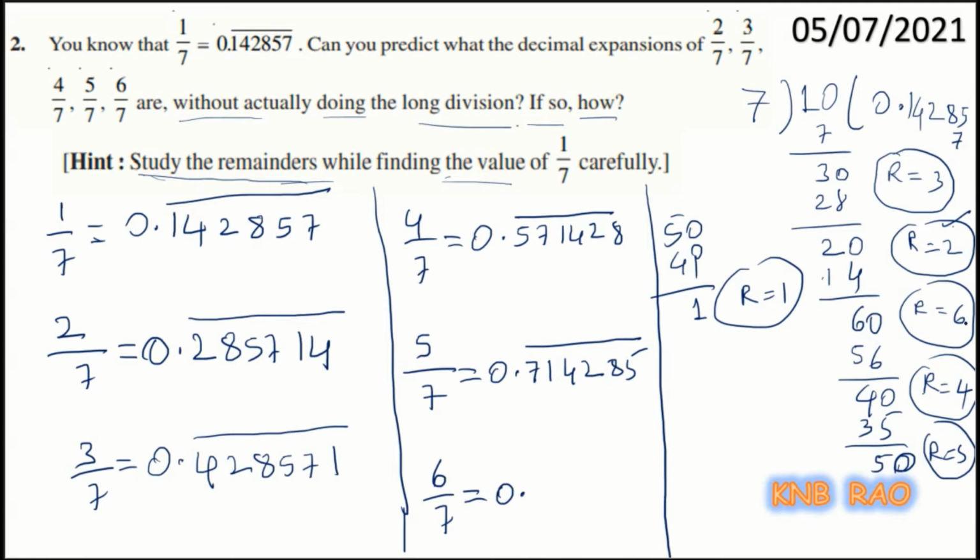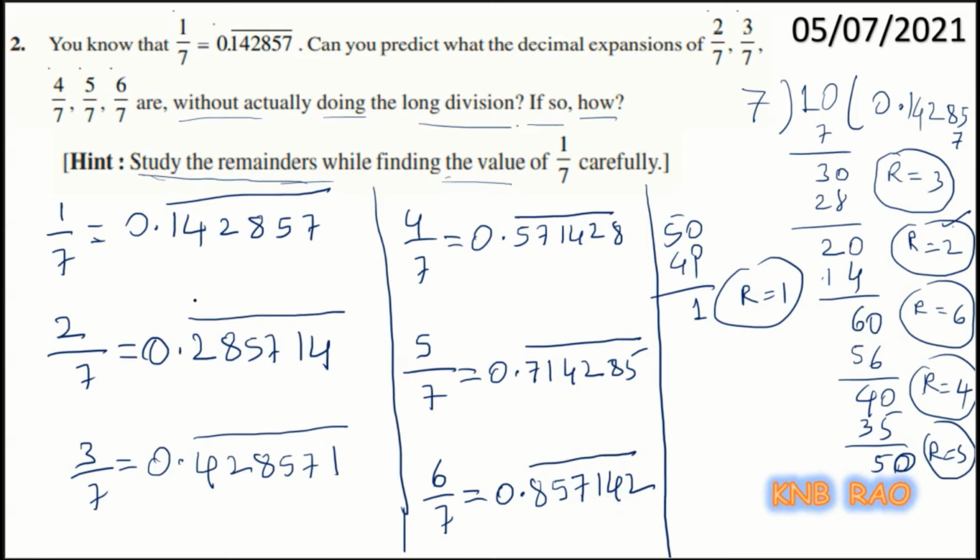Where is the remainder 6? If the remainder is 6, 7 8s are 56 was taken. So, it starts with 8, and now the order of the digits will be 8, 5, 7, 1, 4, 2, 8, 5, 7, 1, 4, 2, 8, 5, 7, 1, 4, 2 and so on.